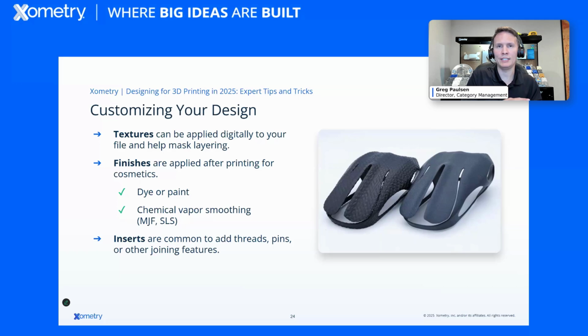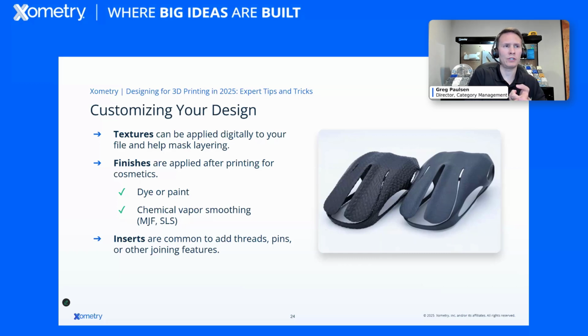texture to it. And what it can really do is help mask features. So it can help mask coarse layer lines on your design and give you something that has more of a professional cosmetic look to it. Even a fine matte texture, especially with a resin print, can give you a really cool look, and it's something that gets applied before you load the part up to those designs.